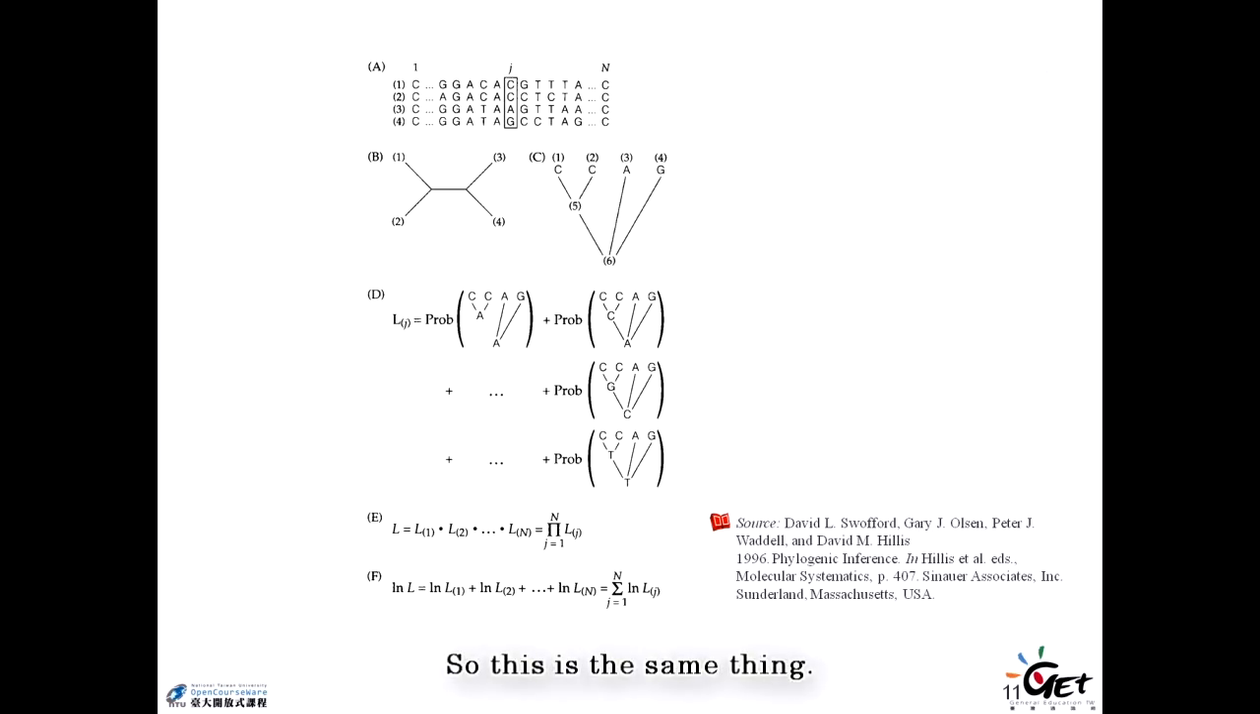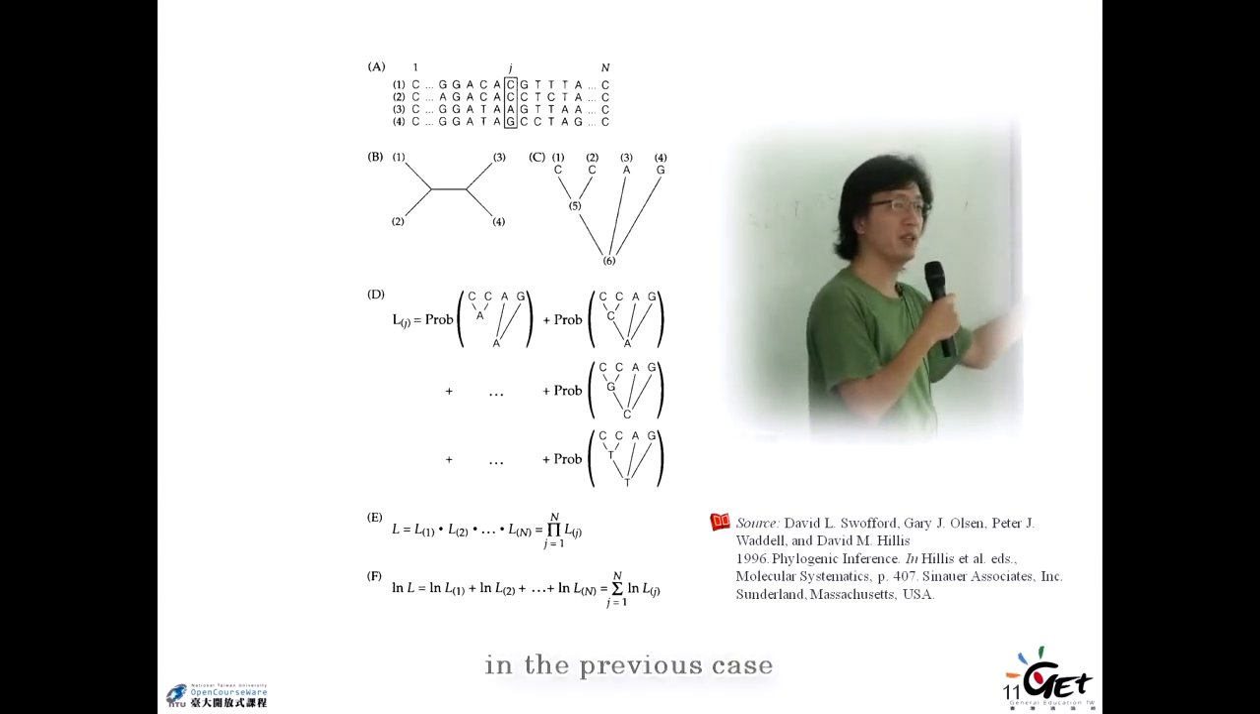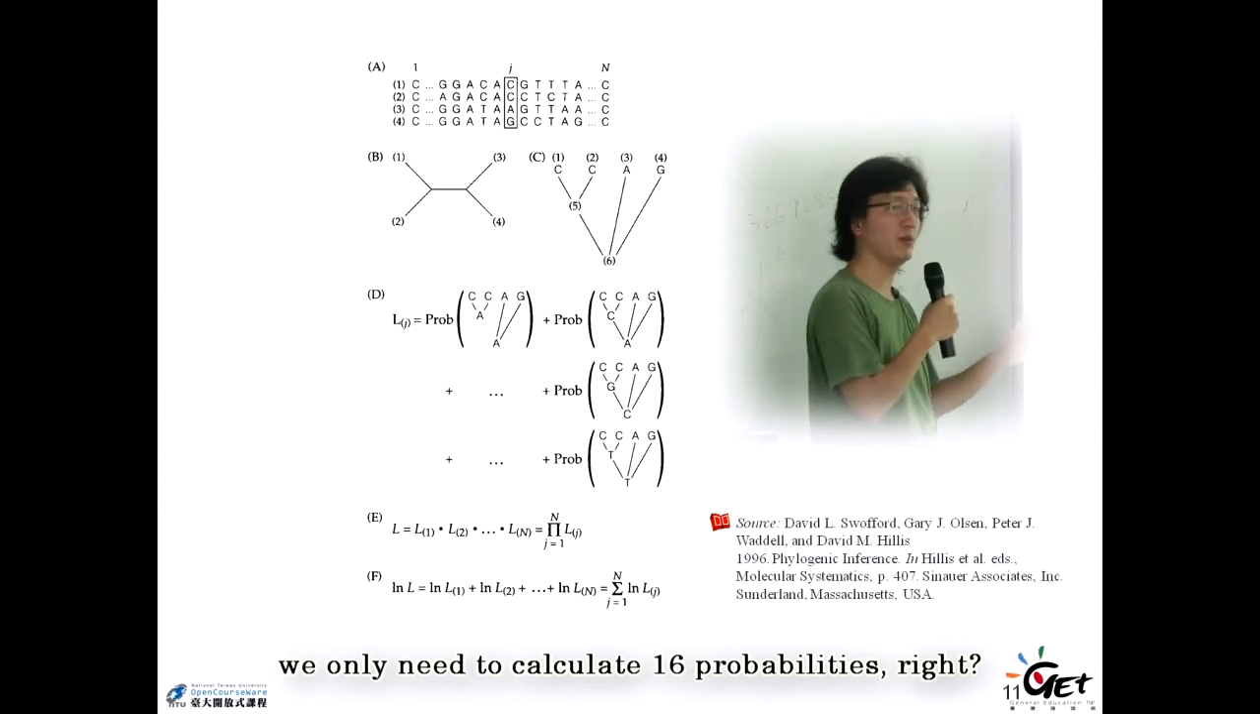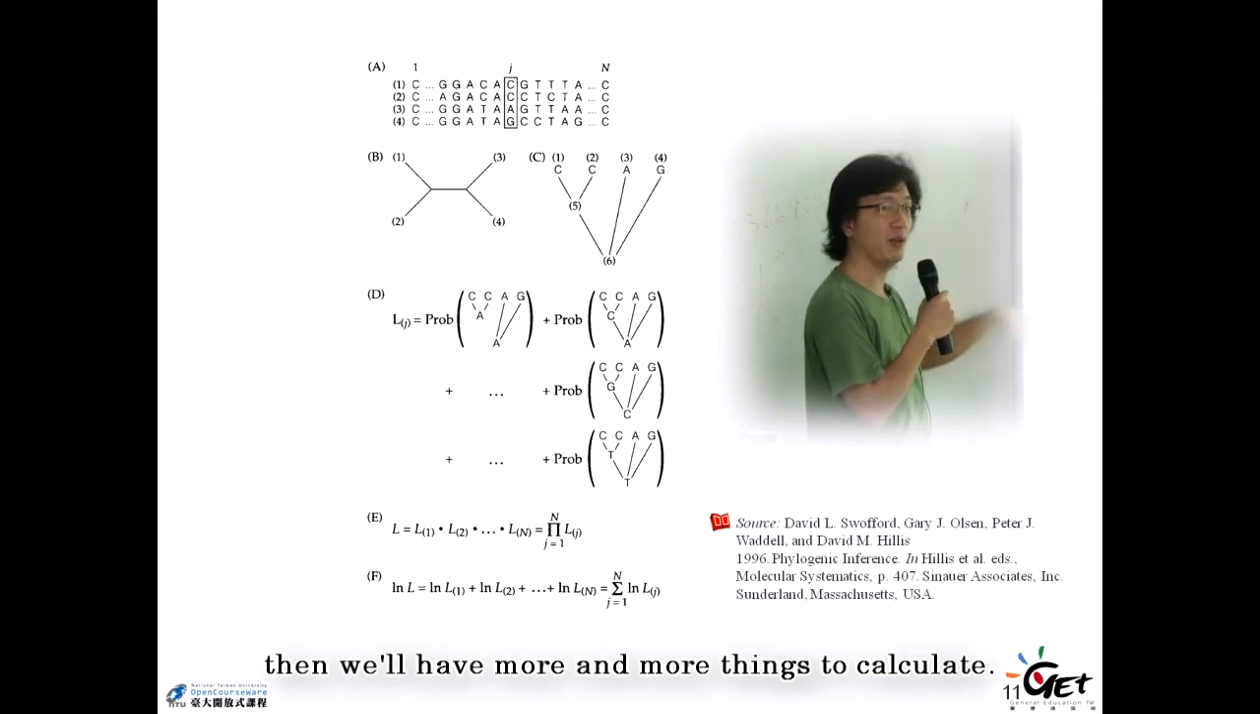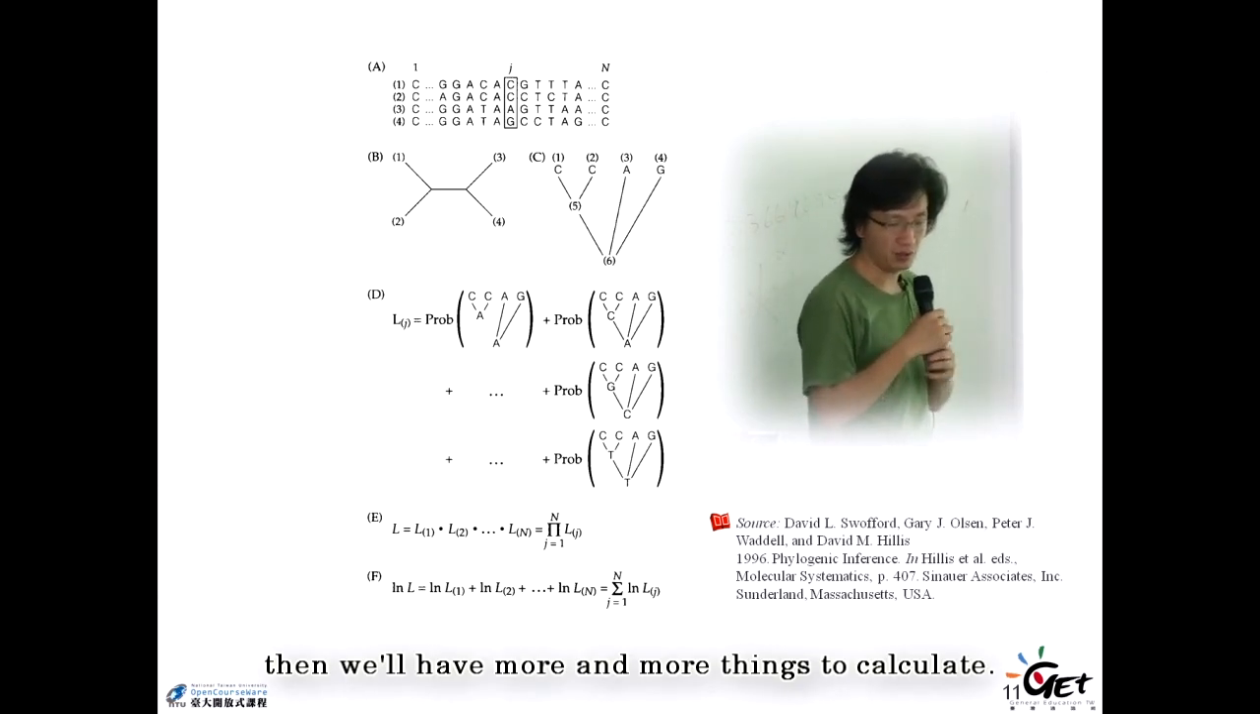So this is the same thing. The criteria here is to have an ancestral reconstruction, and just like the tree, the possible trees for adding more taxa, there will be more internal nodes for this ancestral reconstruction, and therefore it's very difficult. In the previous case, we only needed to calculate 16 probabilities, right? But if the internal node has more, then we'll have more things to calculate.